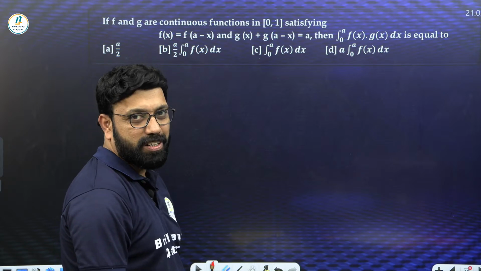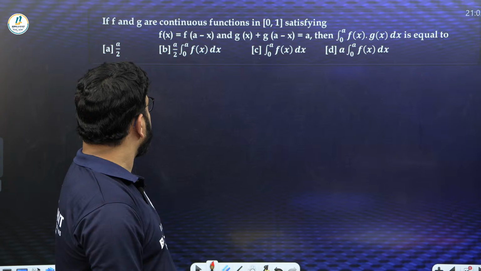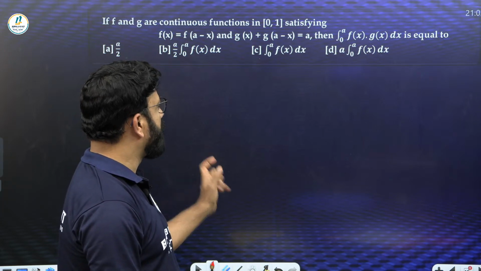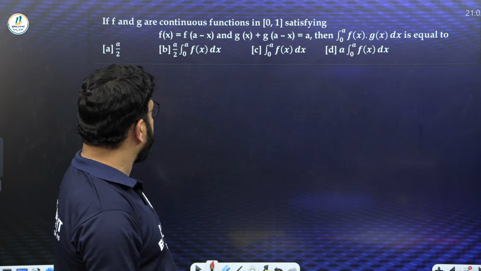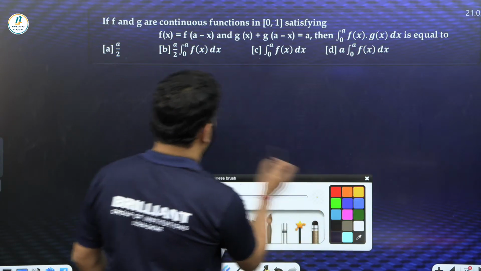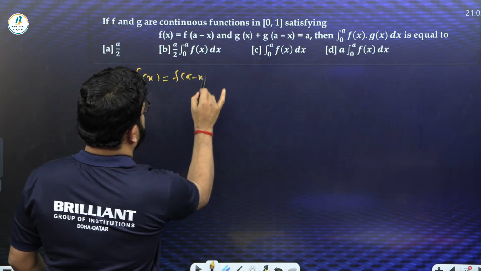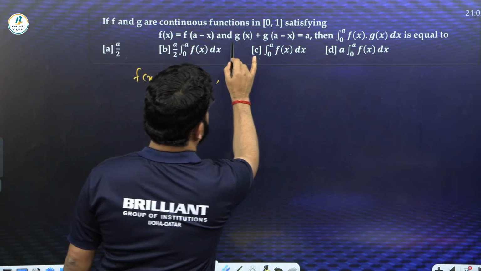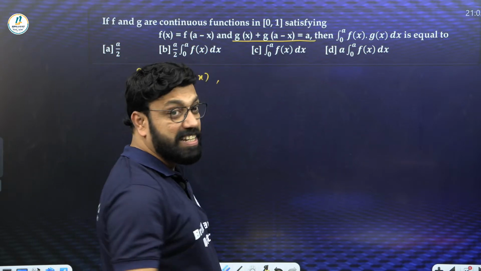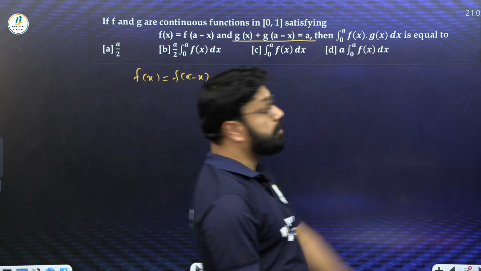A different question. Please see the question. If f and g are continuous functions in the closed interval 0, 1, satisfying f of x equal to f of a minus x, and g of x plus g of a minus x equal to a, then what is the integral from 0 to a of f of x g of x dx equal to?